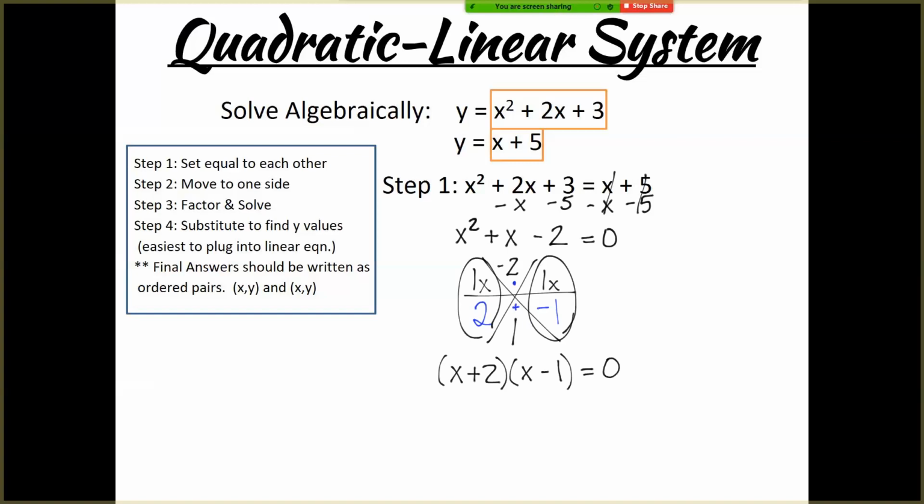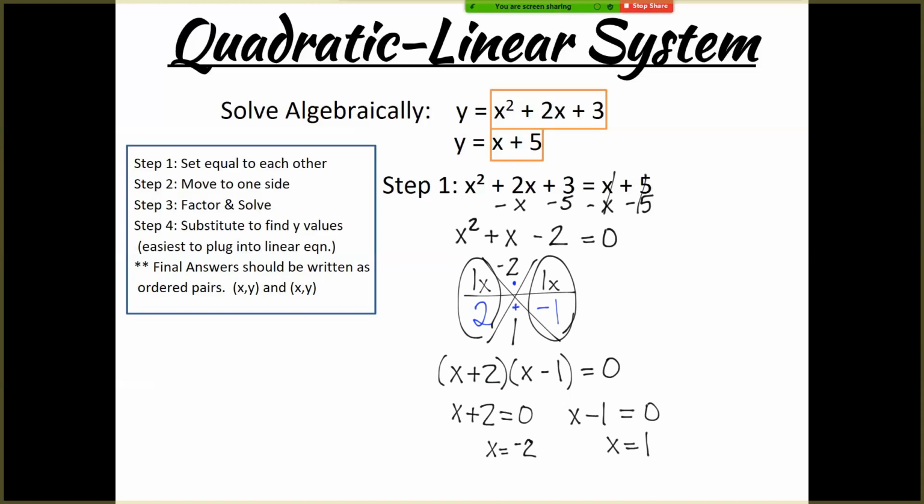All right. A few days ago, we learned that when we have two sets of parentheses being multiplied together and their product is 0, you can use the zero product property to set them both equal to 0. So we're going to have x plus 2 equals 0 and x minus 1 equals 0. Then you're just going to do one little step to figure out x equals negative 2 and x equals 1.